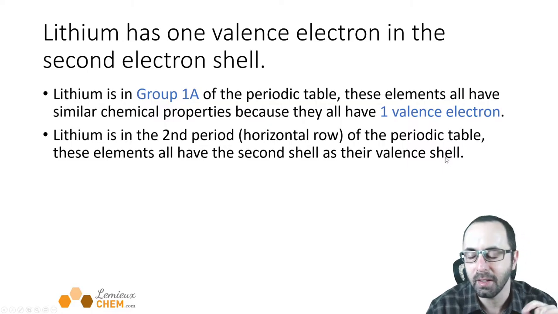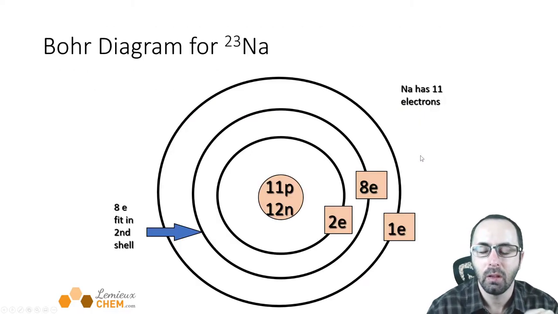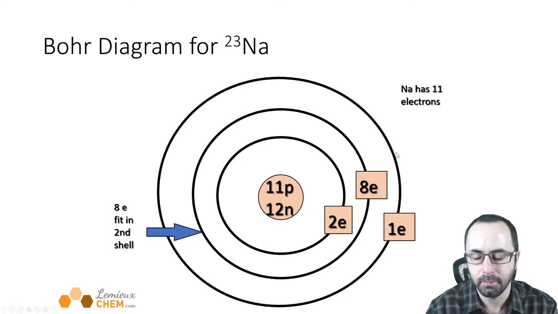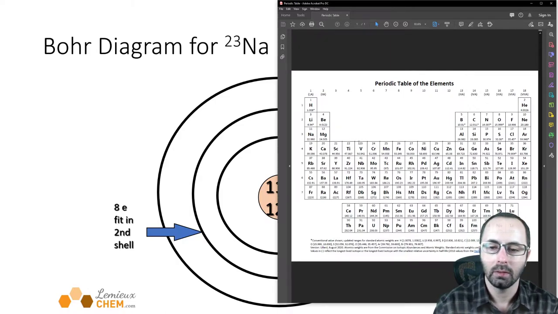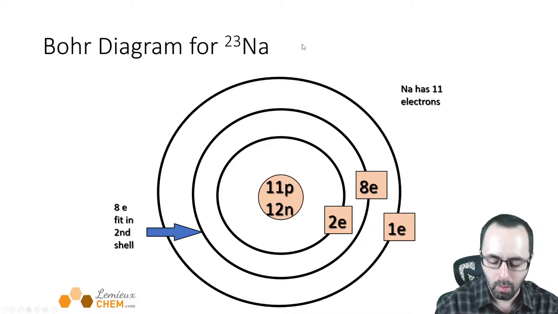Let's look at another example. This is sodium 23. So let's go through how we would draw this Bohr diagram for sodium 23. We look at the periodic table again. Sodium is element 11 right here. So we can write its atomic number.